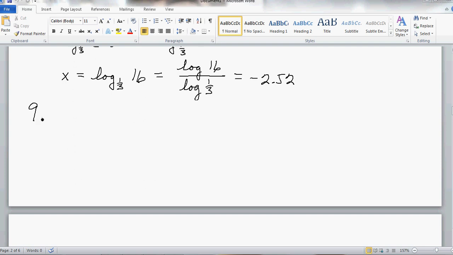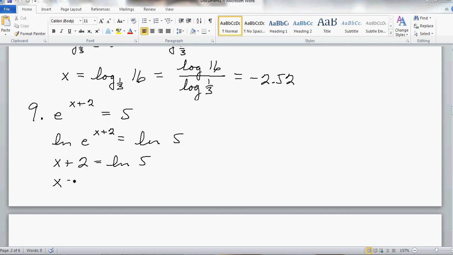Now as we look at number 9, we have e raised to the x plus 2 power equals 5. Now to get rid of e to a power, we have to take the natural log of both sides. So if we take the natural log of e to the x plus 2 equaling the natural log of 5, then the natural log and the e somewhat cancel each other out. I mean, they don't cancel, but they are doing the inverse of each other. And so we get x plus 2 equals the natural log of 5, and just subtract 2 from both sides, so that x equals the natural log of 5 minus 2.